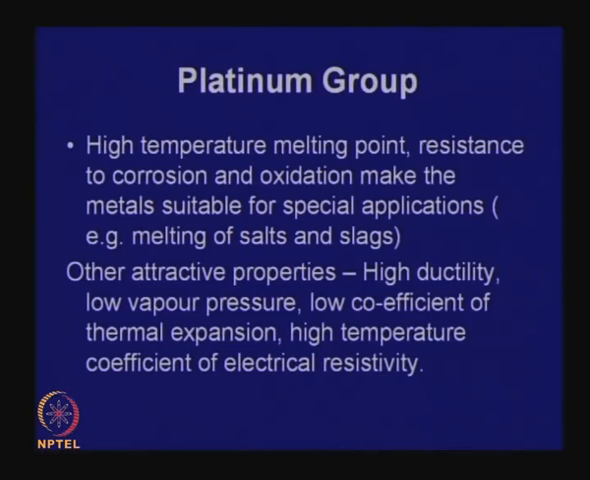For example, you can melt salts and slags. In all our laboratory work, if you want to melt glasses, you have to go for platinum group of metals. You cannot melt them in gold or silver, because the melting point is too low. You will need temperatures of the order of 1500, 1600, which platinum group metals give us. Of course, pure platinum is soft. So, it has to be alloyed with other metals in the group, like rhodium or other metals.